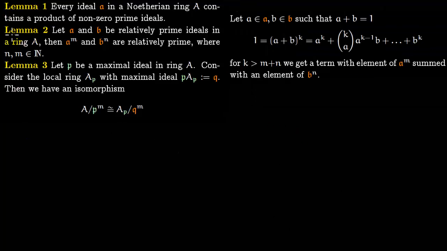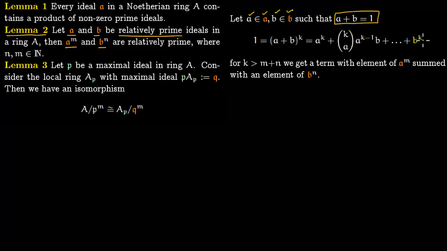Now we prove lemma 2. Say we are given ideals 𝔄 and 𝔅. These ideals are relatively prime, and we have to show that 𝔄^m and 𝔅^n, where m and n are natural numbers, are also relatively prime. You pick an element a in ideal 𝔄 and b in ideal 𝔅 such that a plus b is 1, and you can do that precisely because 𝔄 and 𝔅 are relatively prime.